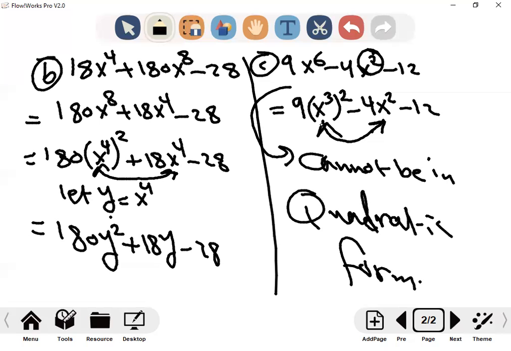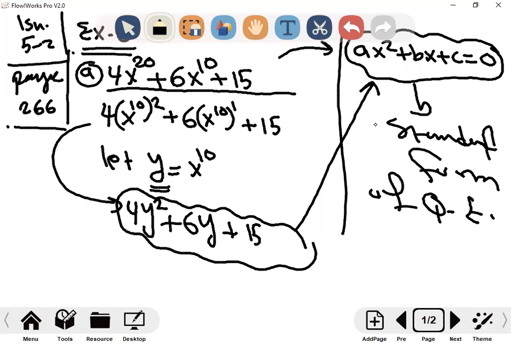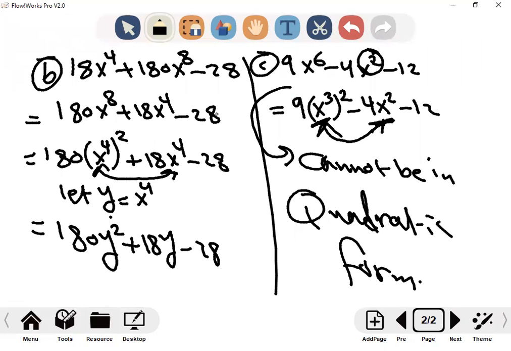Why? Because the expression here should be the same as this. Look here. This is the standard form of the quadratic. Here you have x and here x, so these two should be the same: power 2, power 1. Now look here. Here you have x power 10 and here you have x power 10, so we can do it. Do you understand me? Good. Now this one in part C cannot.